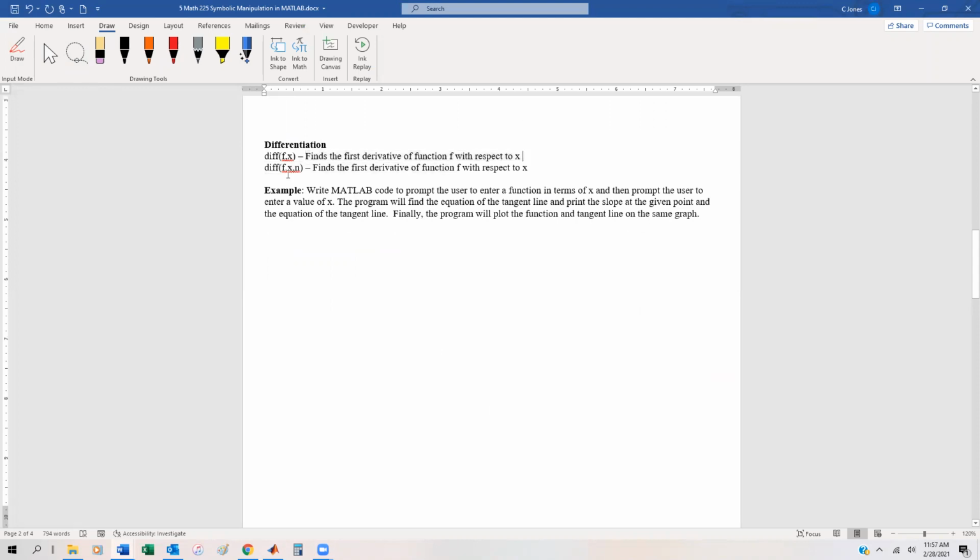And of course, if we want to find higher derivatives, we just throw in another parameter, which we're going to call n, and that's going to find the nth derivative of the function f with respect to x. So sorry about that. That was a copy and paste error.